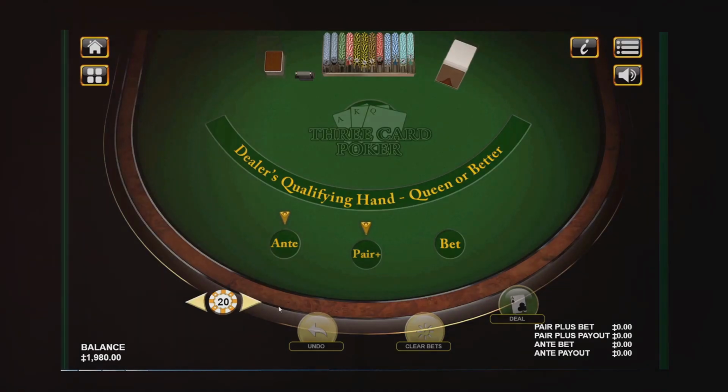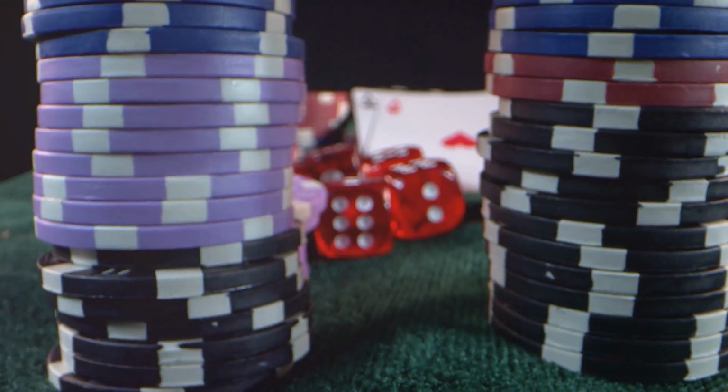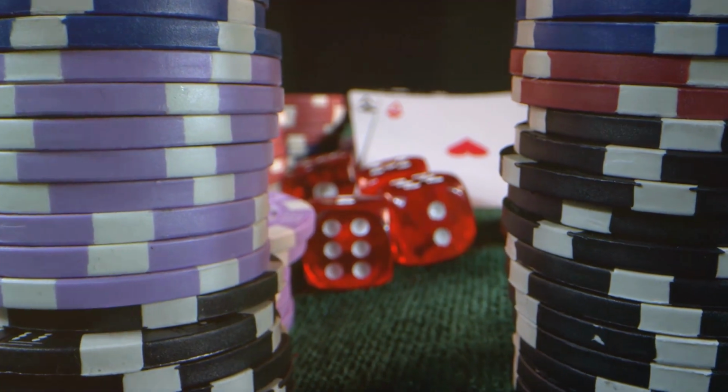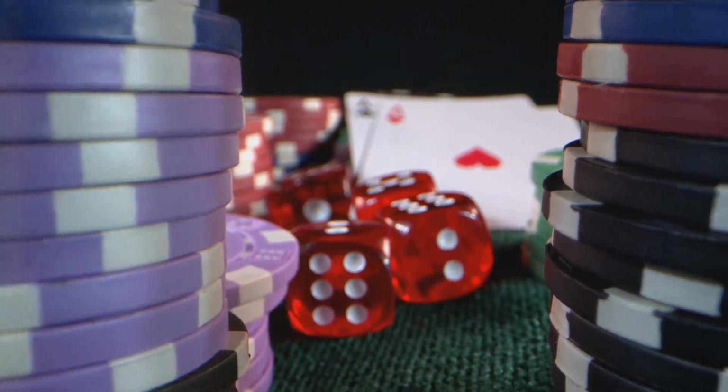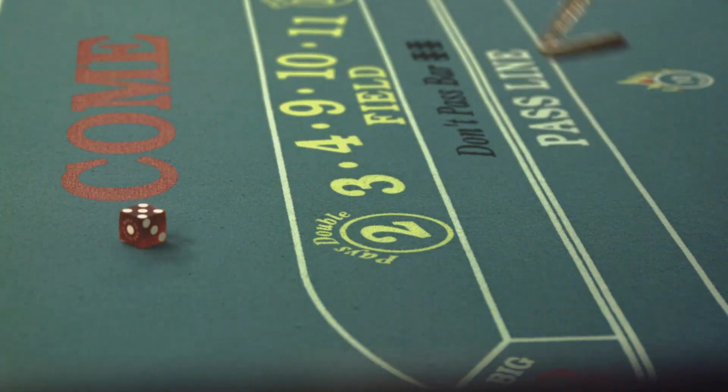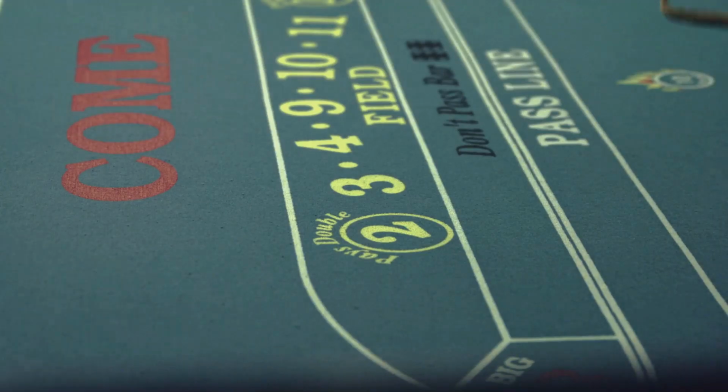Mathematics helps gamblers understand the long-term behavior of games. By analyzing probabilities, expected values, and the house edge, they can make informed decisions. This doesn't eliminate the role of luck, but provides a framework for managing it.